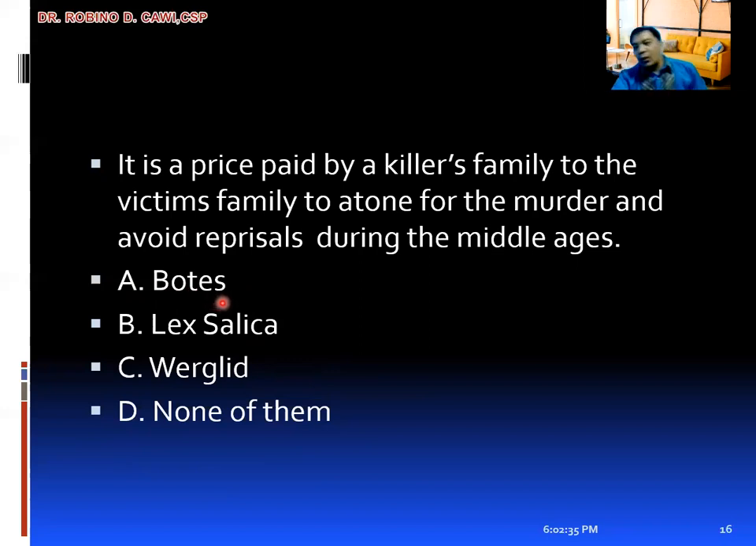Okay? So when you are asked in the board examination and the question is not clear whether it is murder or whatever crime was committed, then it would always be safe to choose the word werglid, because that is a generic term that would encompass both the botes and the werglid.